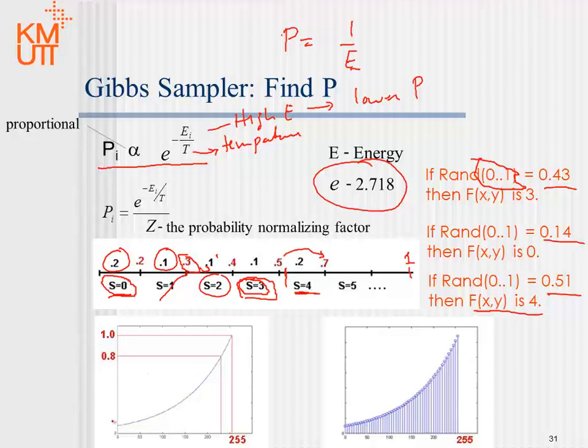Notice that if you look at this, all the possible values from 0 to 255 will have a certain chance, a certain probability, of being chosen.